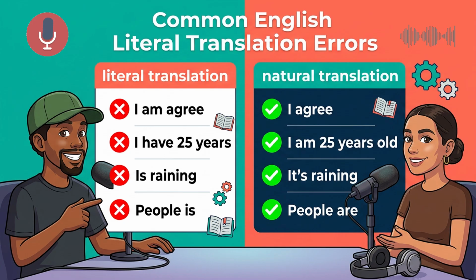And second, we learned that English views age as a state of existence, not a possession. You cannot hold years in your hands. So you never use the word have for your age. You use the verb to be. You say, I am 25 years old.